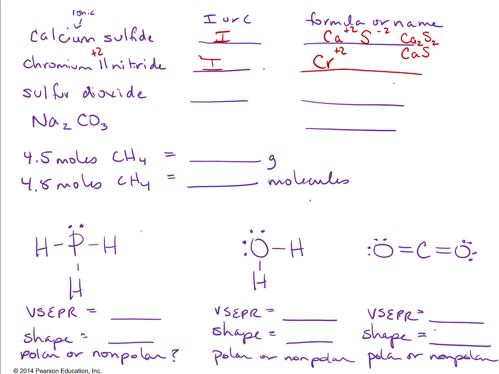And then nitride is a... It's N and it's -3. So you see that it's in group 5. 8 minus 5 is 3. That tells you the charge of the nonmetal.